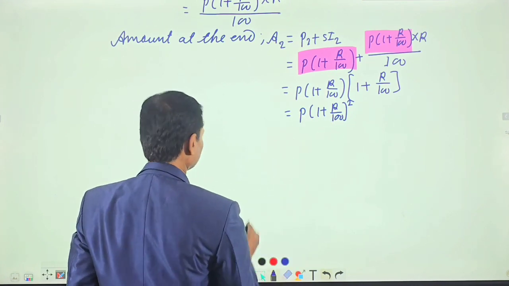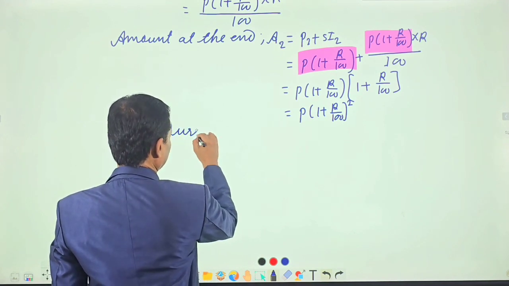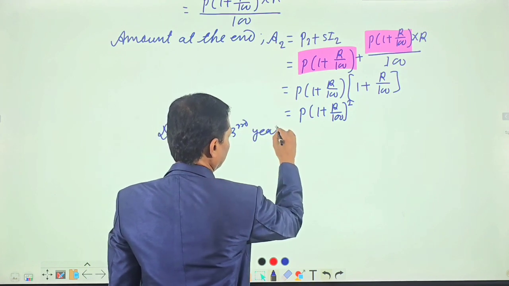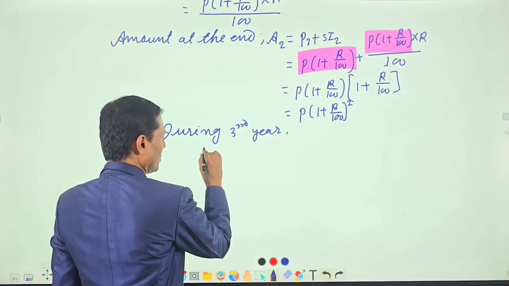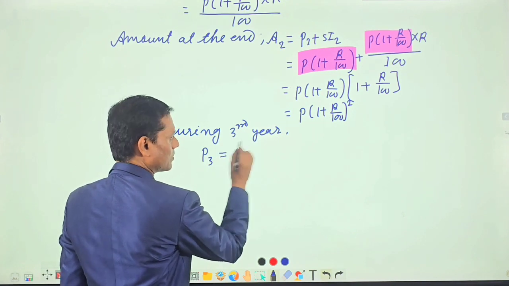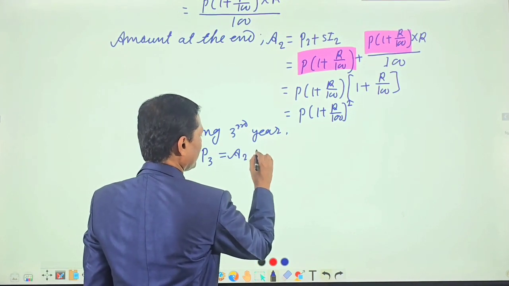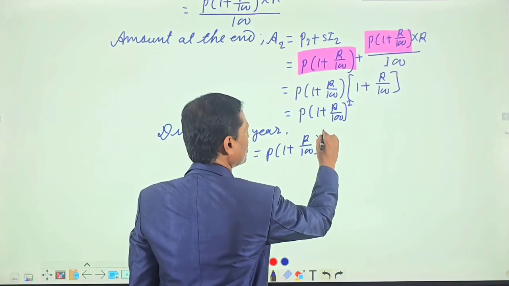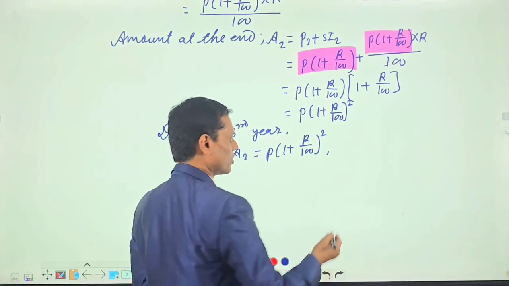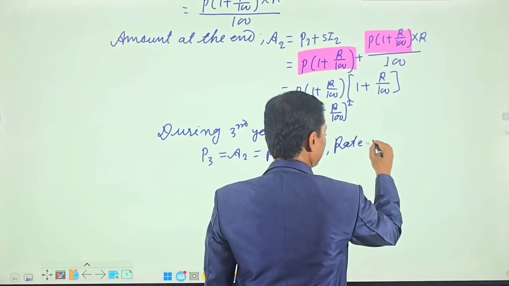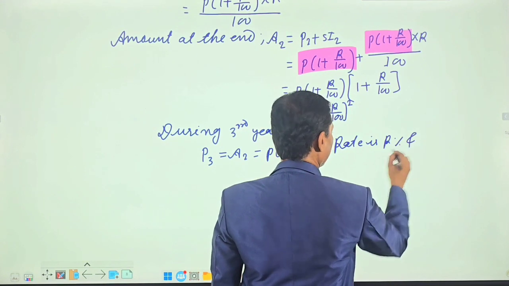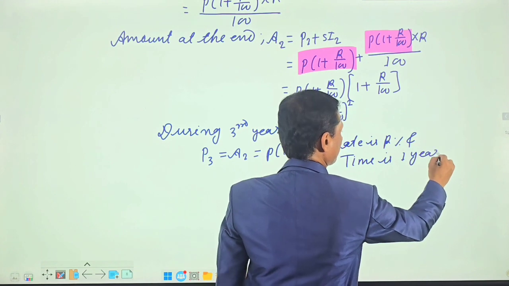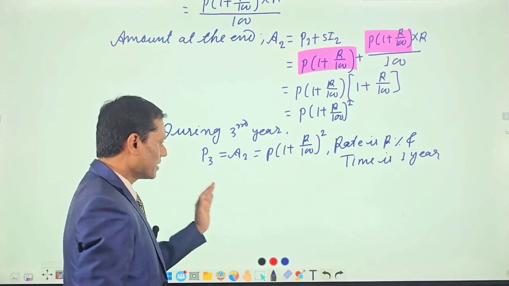So I write here, during third year, that is P3, principal equals A2, and that is P times (1 plus R over 100) to the power 2, and the rate is R1, so the rate is R percent, and time is 1 year. That's simple. So now let's find the simple interest here.